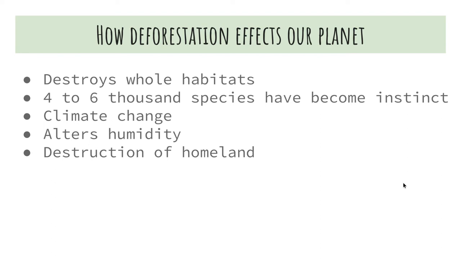It alters humidity as well. Fewer trees means less airflow, which alters humidity, which reduces rainfall, which is important for the rainforest to grow. Without the humidity, the plants become dry and eventually become extinct. And also the destruction of homeland. With the loss of trees in such huge numbers, it also forces the eviction of different indigenous people.